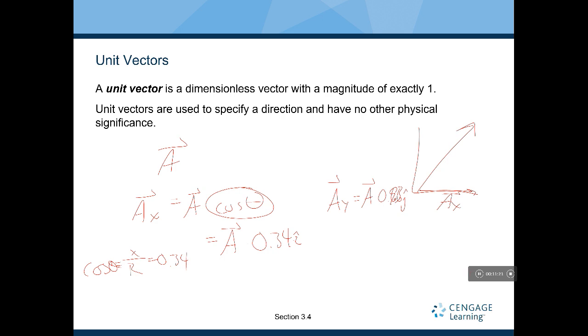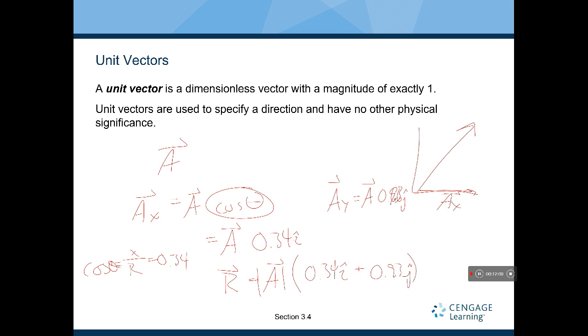Okay, so what we would say here, and you'll see this in just a second, is that r, the total, is equal to a times the unit vector. And the unit vector in this particular case would be 0.34i plus 0.93 j hat. Does that make sense? Where actually, I could even specify further, that A is the magnitude of A.